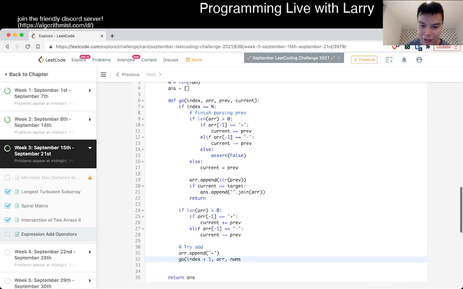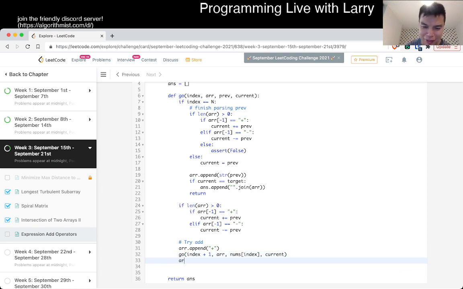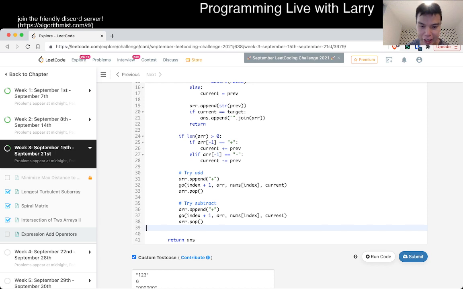Yeah, num sub index. And then current, we have a new current that contains the previous, and then we start a new previous. Okay, I think this is maybe hopefully okay. Sorry that this is confusing. This is confusing for me too. So yeah, let's try subtract. Subtract should be easier. I think this should be okay.